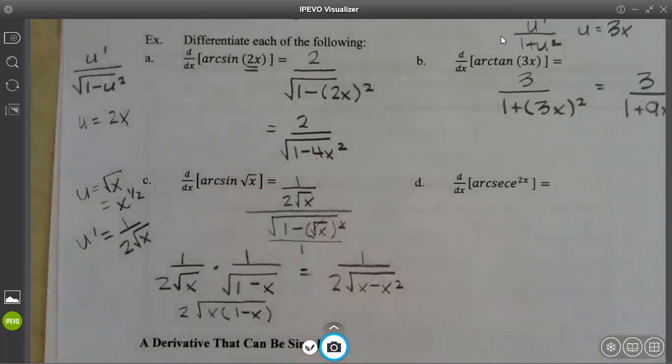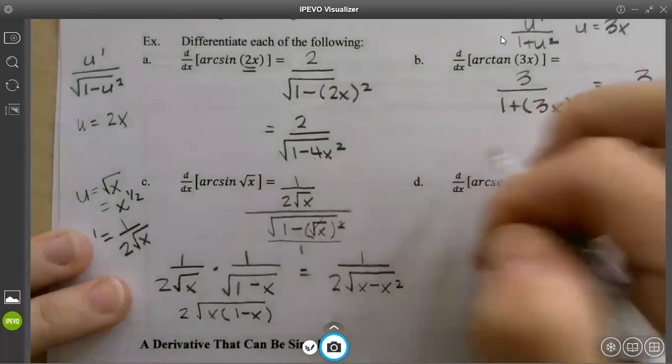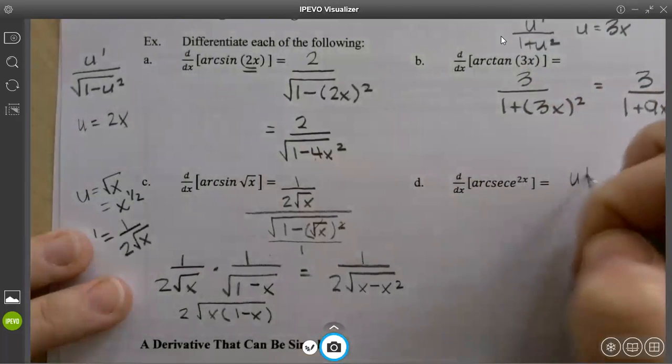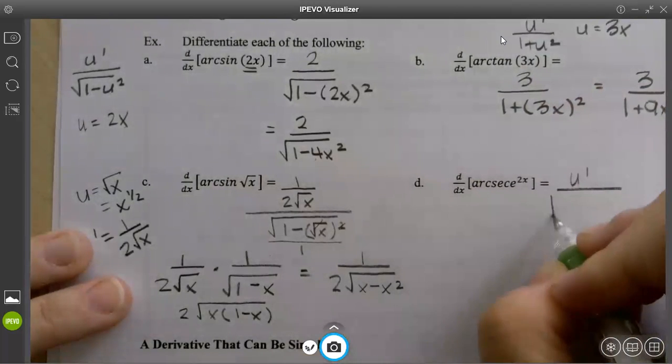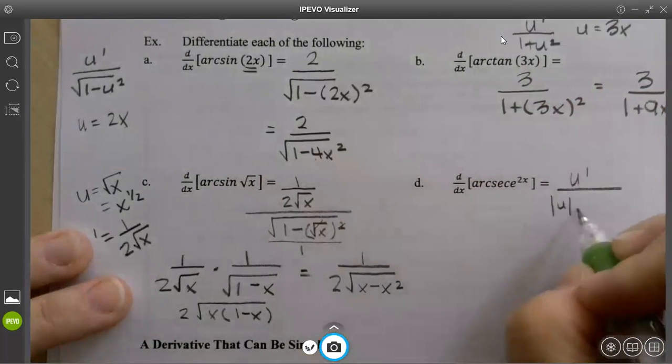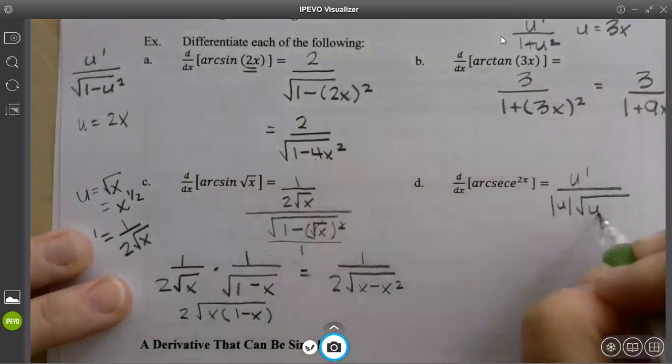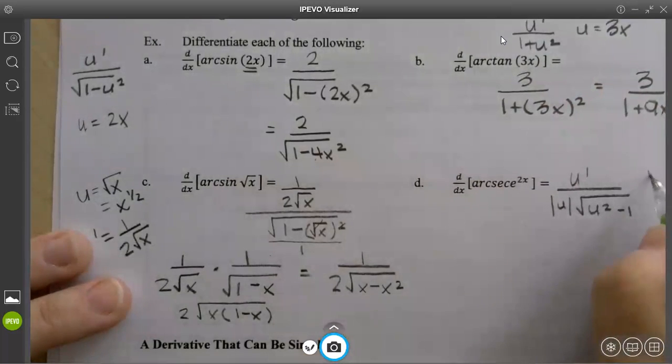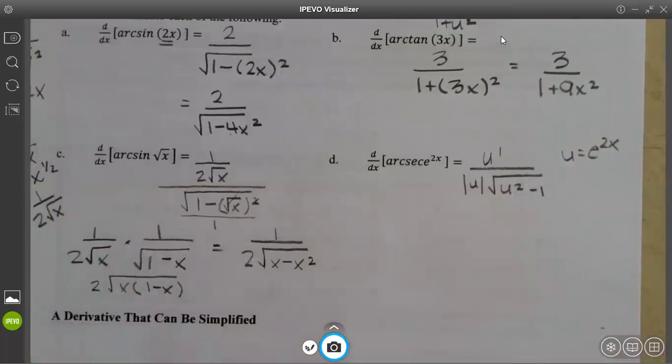Any questions on how I got that? Is everybody okay? All right, arc secant of e to the 2x. Arc secant says u prime over the absolute value of u times the square root of u squared minus 1. And in this case, our u is e to the 2x.